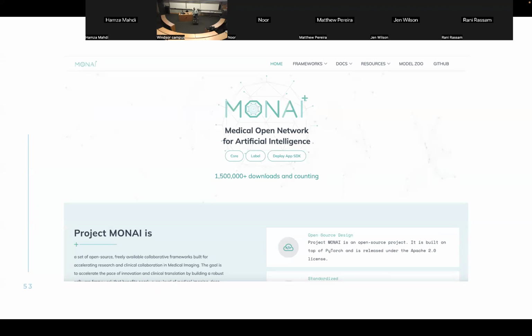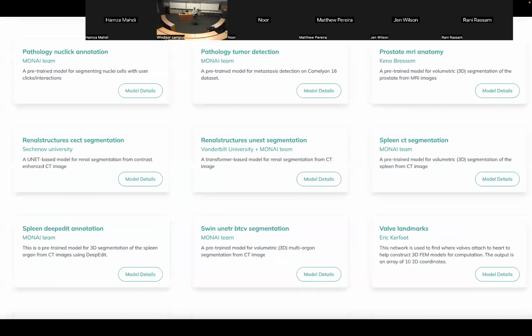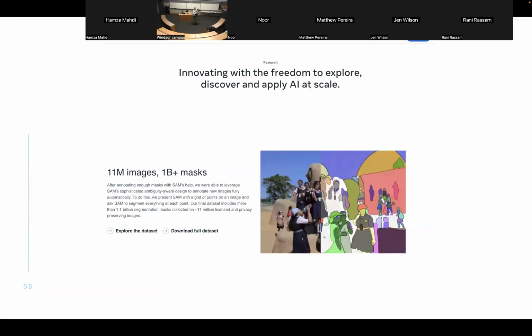People have been working on open sourcing a lot of AIs. MONAI is a collaboration between a UK university and NVIDIA, where they open sourced a lot of medical models. So things like spleen CT segmentation or cardiac valve landmarks. So all these AIs are getting built and published online. You can literally download them and use them today.